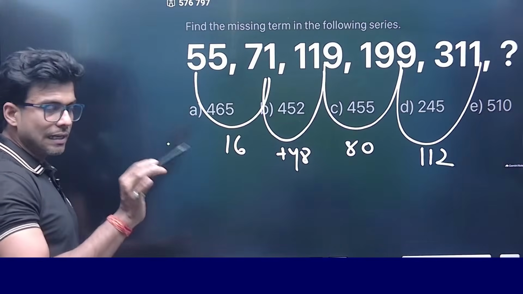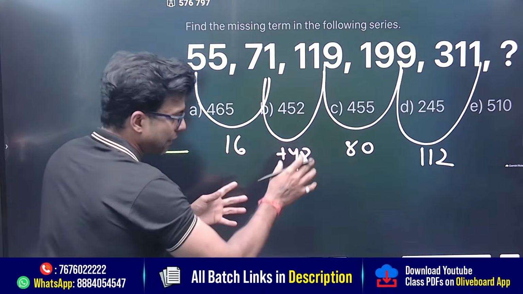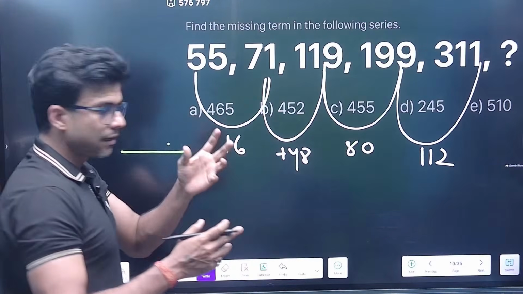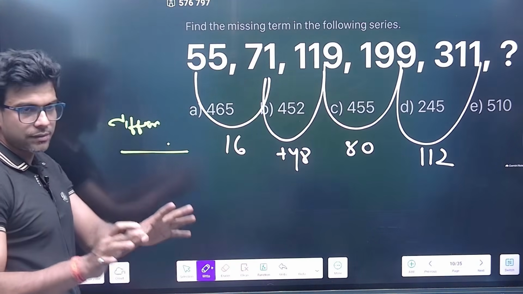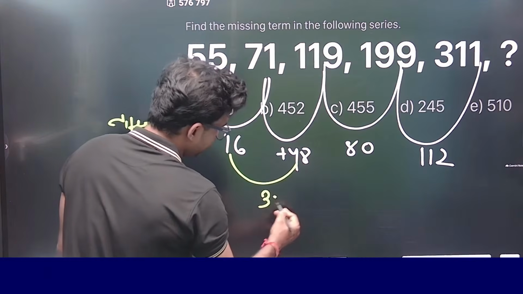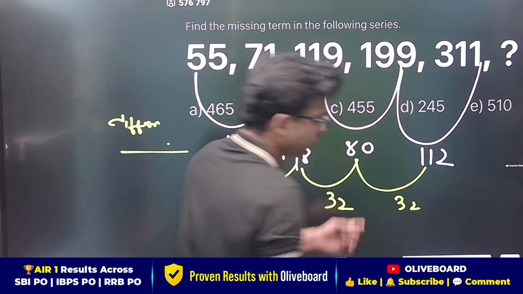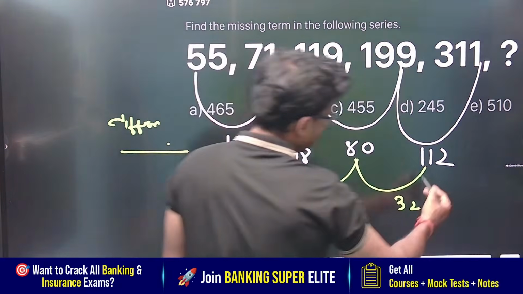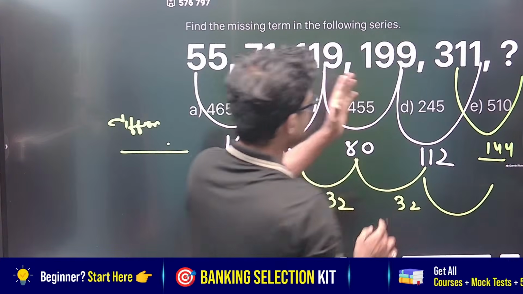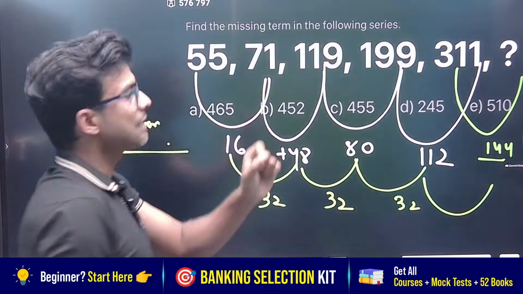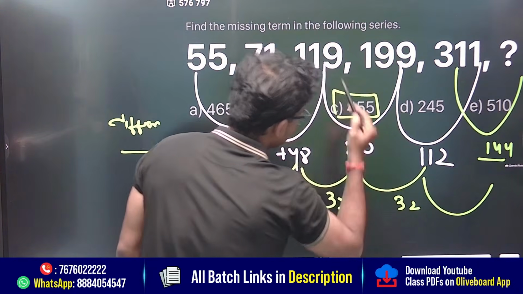Many a time, 100 times in the class, I have said that if you don't find the difference or any pattern in the single round, please go for the second round. Second round means again go for a difference. If you again go for a difference, you'll observe something. The difference of 32 is here, again 32 here, again 32 here. So 112 plus 32 gives you 144. Because you are adding now, 311 plus 144 will give you 455, so the last place would be 55. Any option containing 55 at the last is option number C.